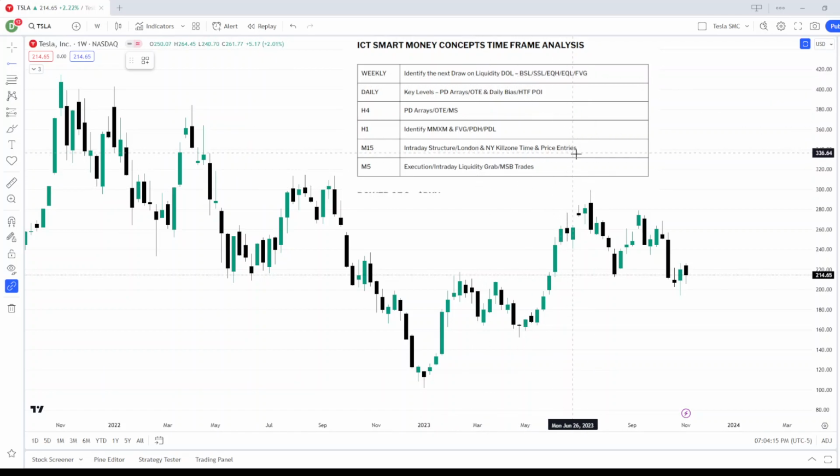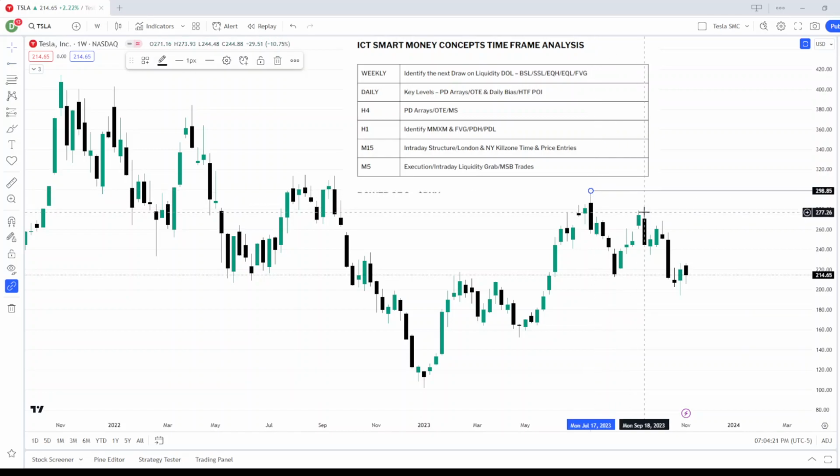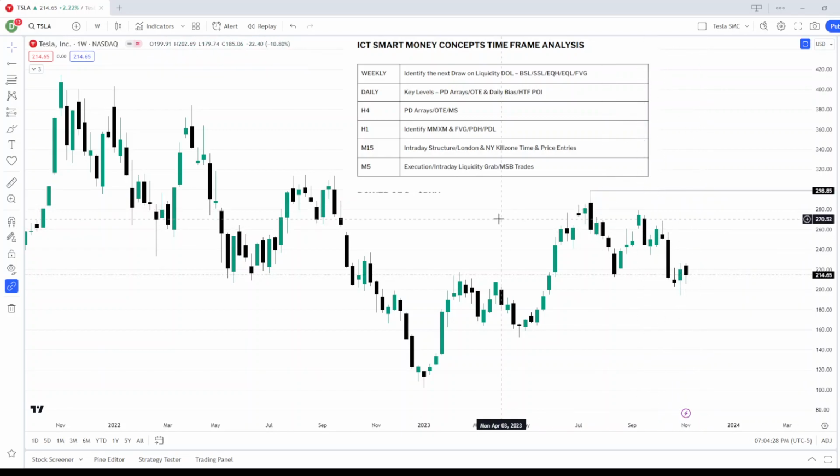So when we look at buy side liquidity, there's a couple different areas, but I'm going to really look at the swing highs and swing lows. So I'm going to put this one here because as we drop into lower time frames, we'll probably identify some of these other spots. But I really want to look at swing high and swing low for the next buy side liquidity.